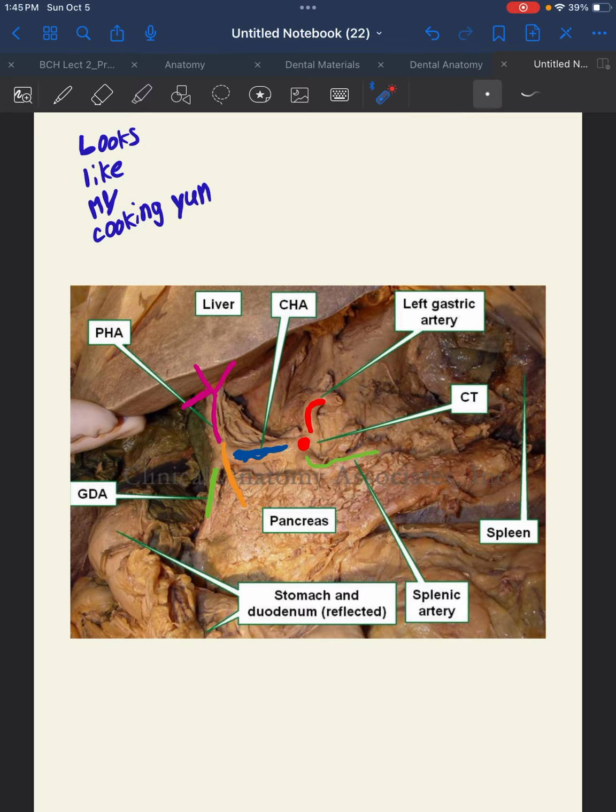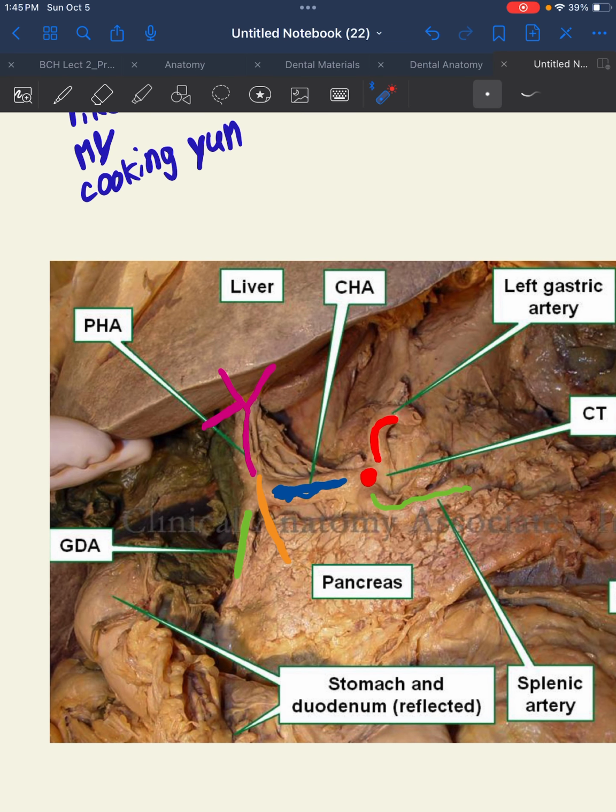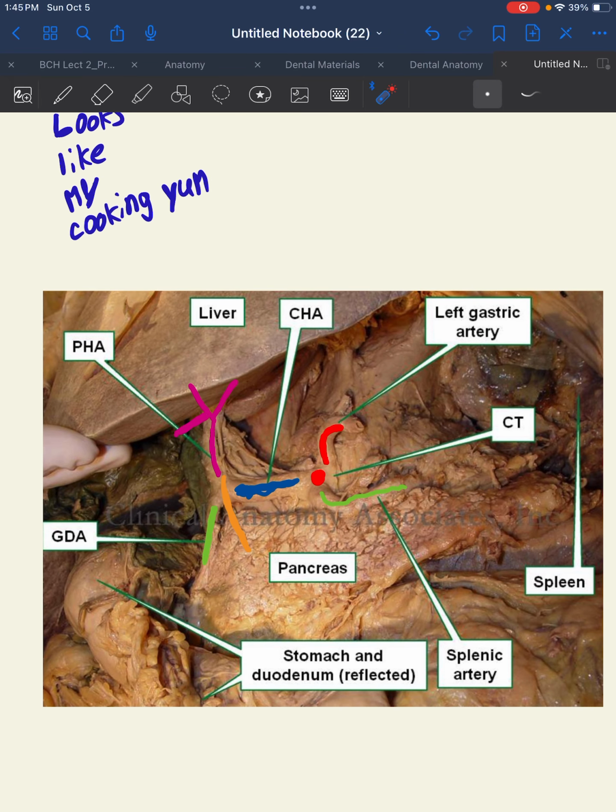And then underneath there, right here, where my laser pointer is, you have the actual portal vein. Now remember, the proper hepatic artery is what delivers the 25% of oxygenated blood, and the portal vein is what delivers 75% of the blood, deoxygenated, for filtration purposes to the actual liver.